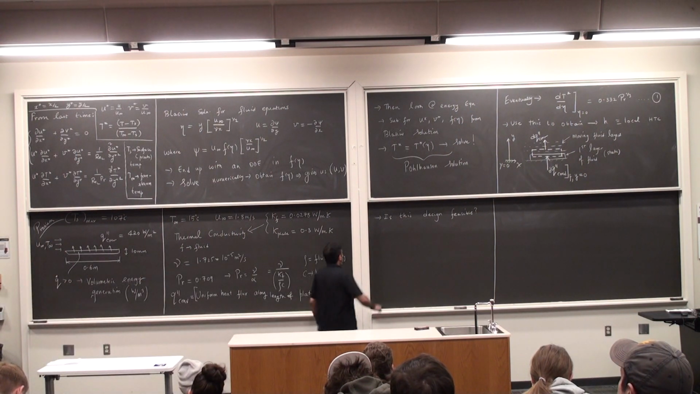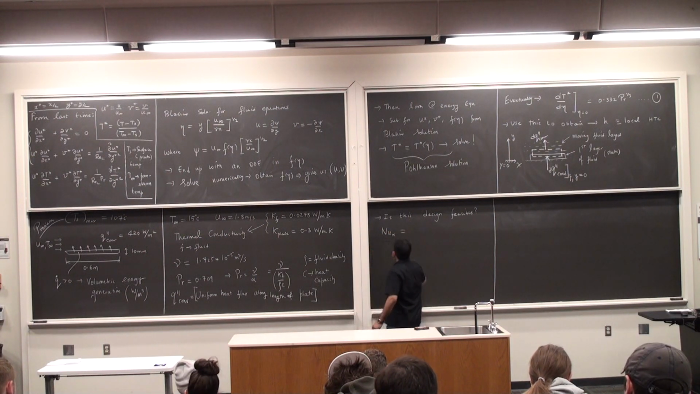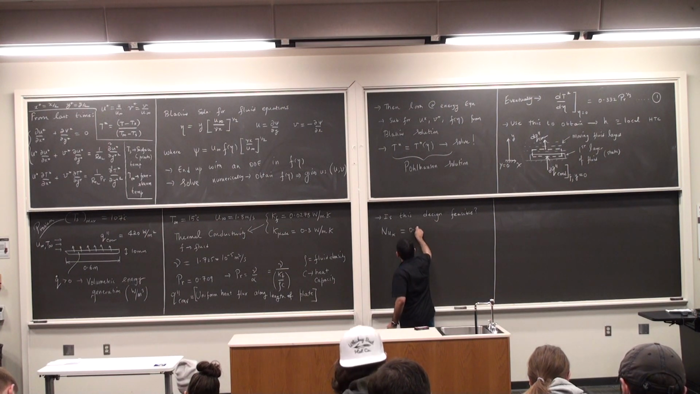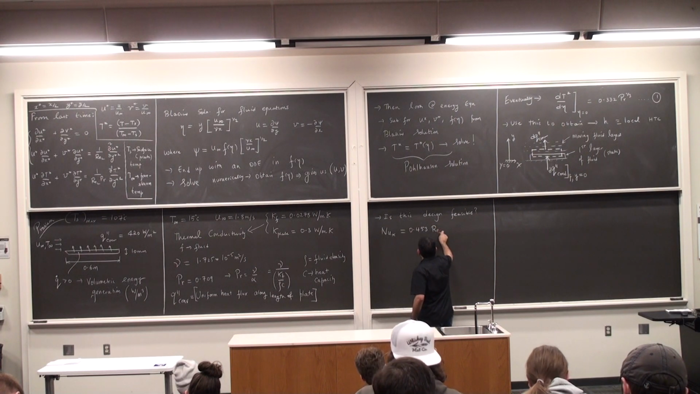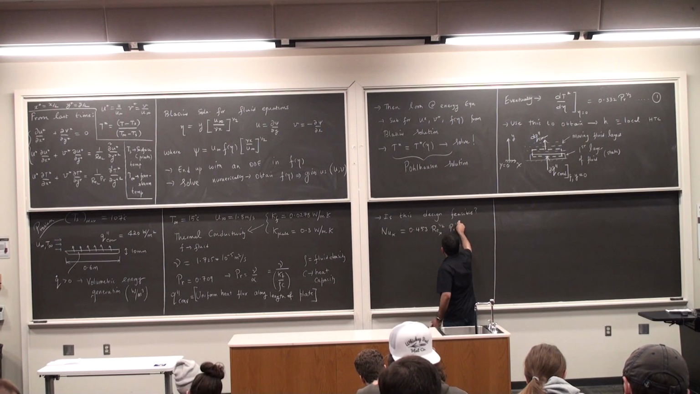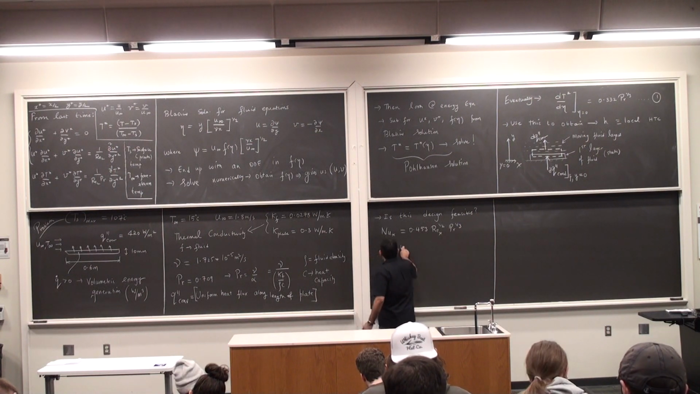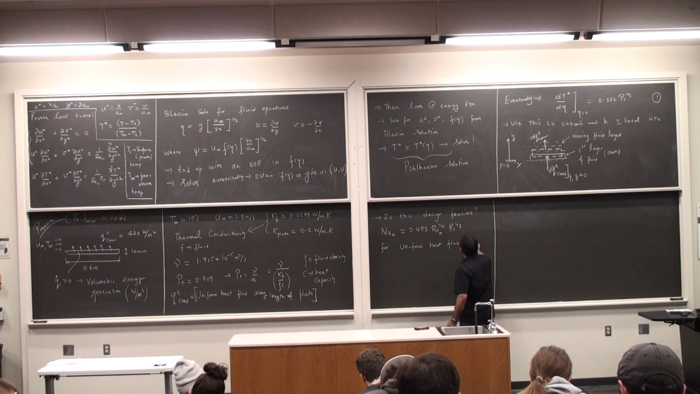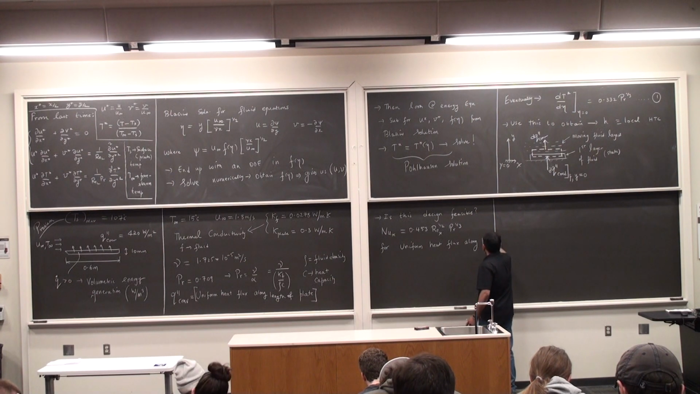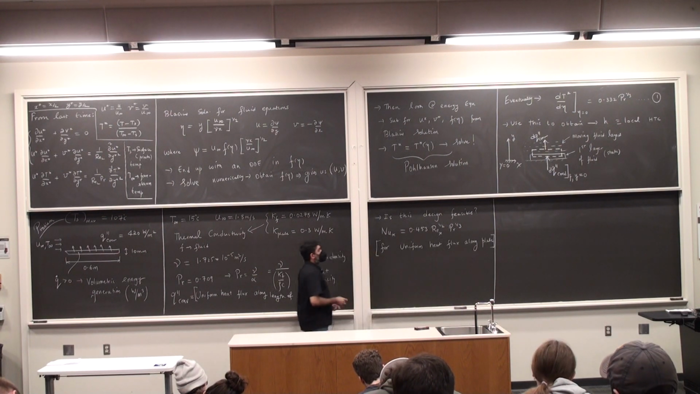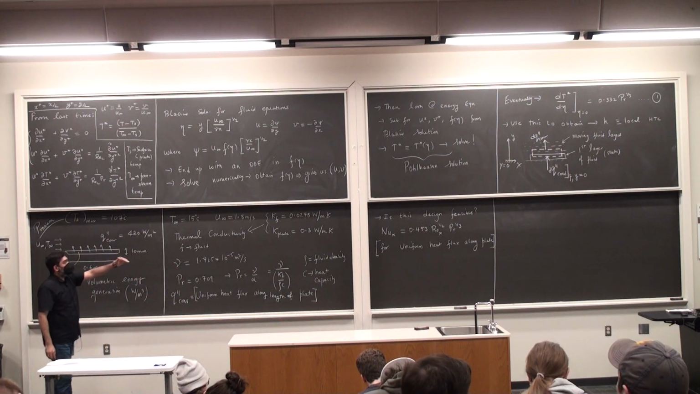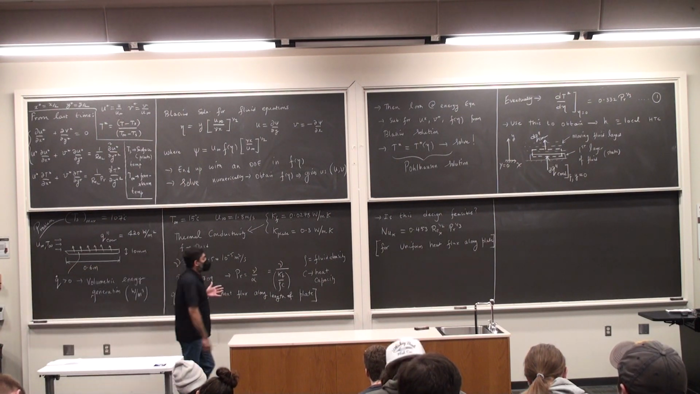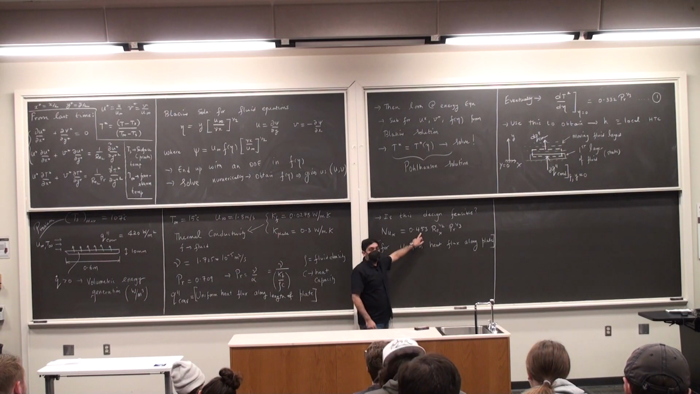If NUX, which is the local Nusselt number, is 0.453 REX to the power 1 by 2 PR to the power 1 by 3 for uniform heat flux along the plate. And please notice the difference between this and what we had just derived, which was 0.332 PR to the power 1 by 3, RE to the power 1 by 2. The difference is in this constant here.